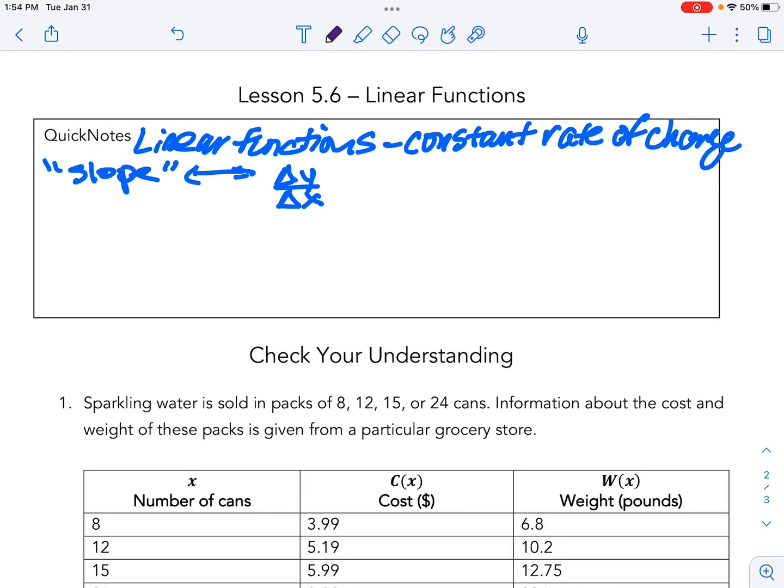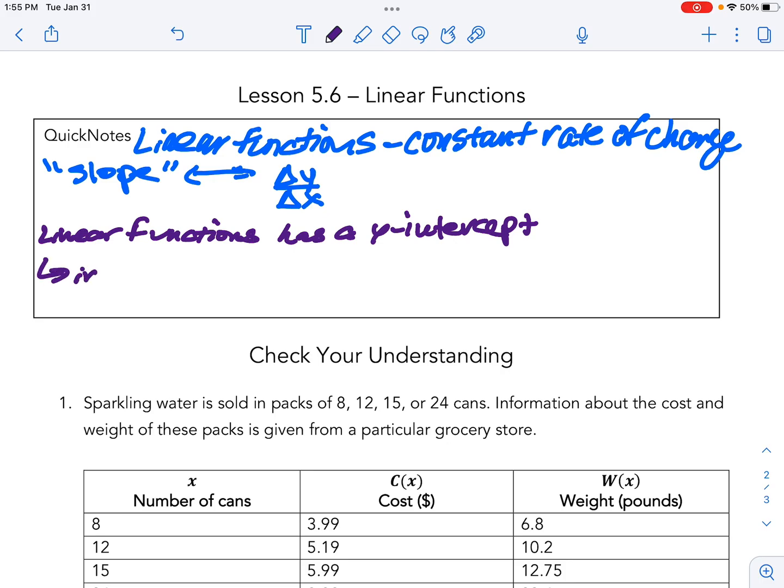So not only do we know linear functions have a constant rate of change, but linear functions will also have a situation where we are able to know and understand that each linear function really highlights a y-intercept as well. Now, in terms of functions, we kind of consider it an initial value.